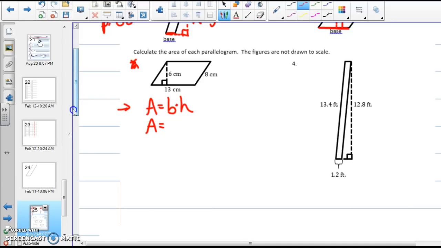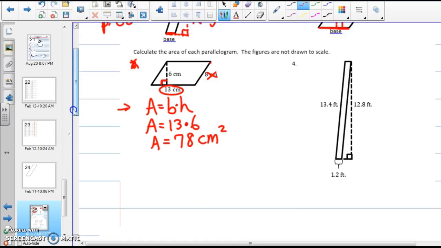As you look at this parallelogram, 8 is not needed because that is just the side length. It is not the base because we don't see that dotted line touching it to form a right angle. Looking at our parallelogram, I'm going to replace B with 13 because this is the base. And I'm going to multiply that by the height, which is 6. The height is the distance from one side of the parallelogram to the other, and you must look for that right angle. And then when you multiply 13 times 6, you should have gotten 78 square centimeters.